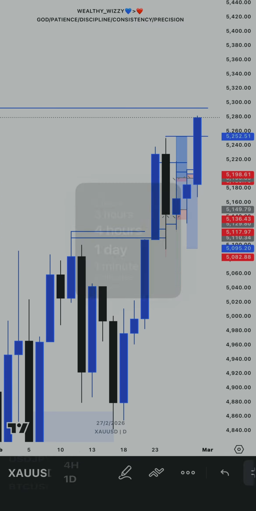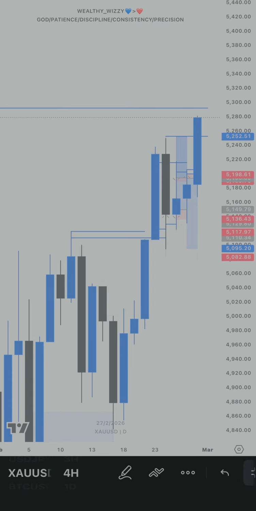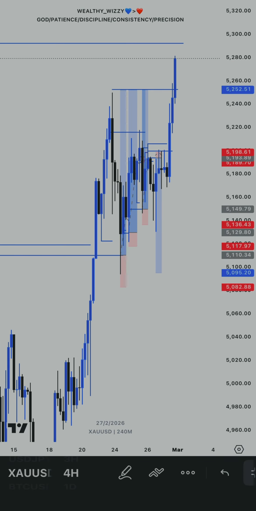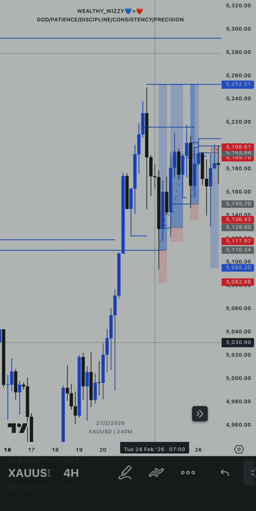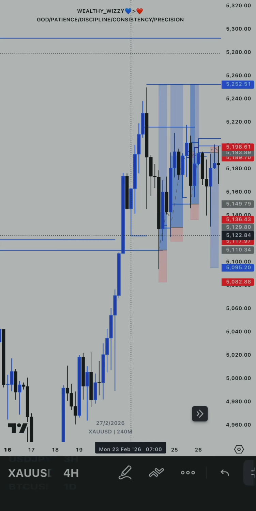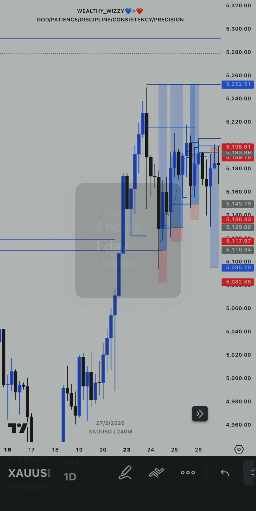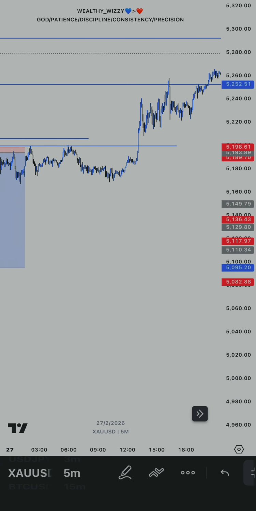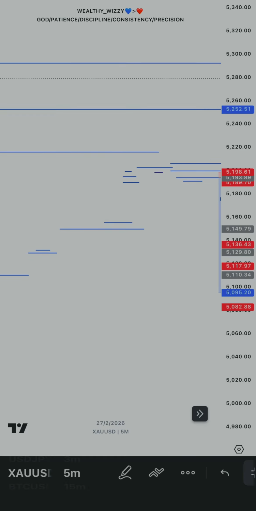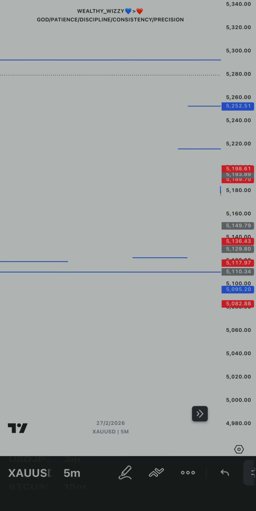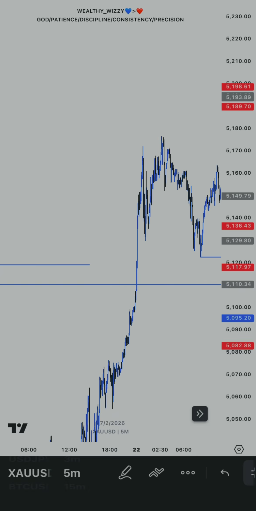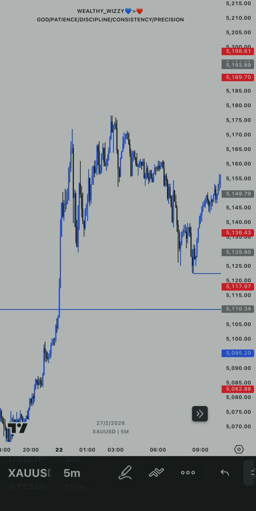So after I spotted a break of structure, I was waiting for my inducement, and the 4-hour time frame gave us a clean inducement. But this inducement, some people still cut trades on it. Let's go down, as you can see, to the 5-minute time frame.